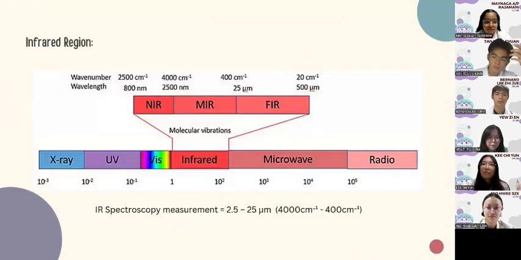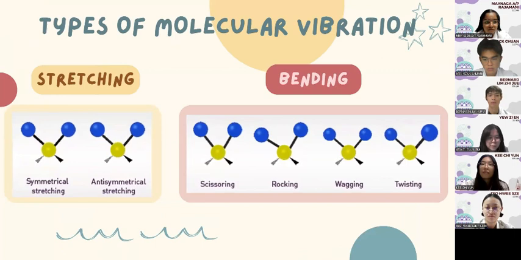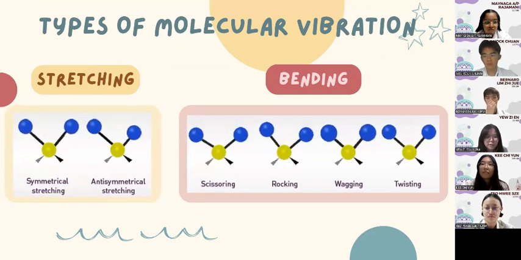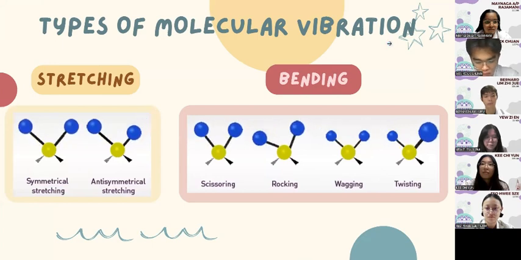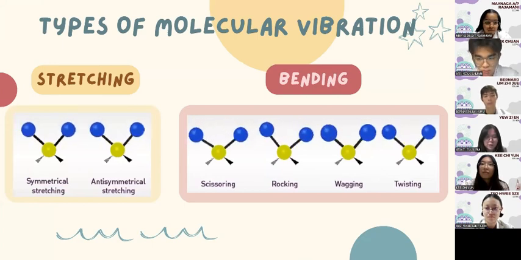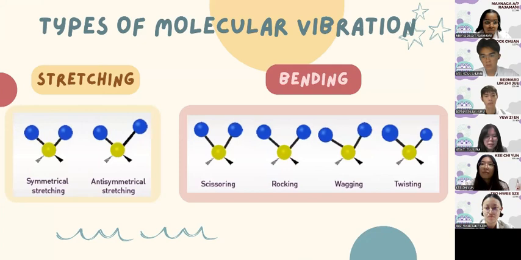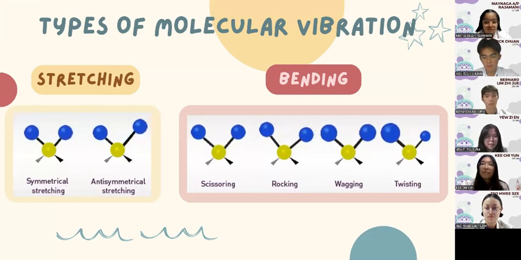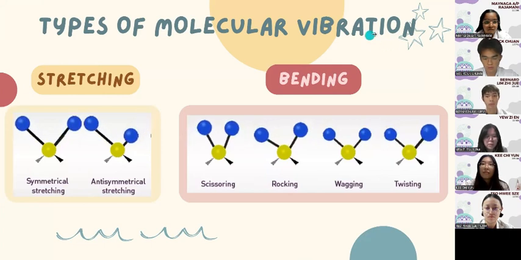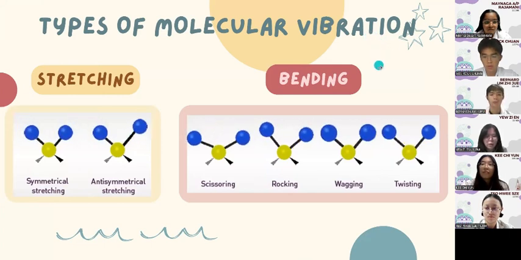IR spectroscopy measurement is around 2.5 to 25 micrometers. The IR spectrum is typically divided into three regions, which are near IR, mid IR, and far IR. Molecules absorb specific wavelengths of IR radiation. This causes their bonds to vibrate. There are two types of molecular vibration, which are stretching and bending. Examples of stretching vibration are symmetrical and asymmetric. Next, bending vibration can be differentiated into two types, which are in plane and out of plane. Scissoring and rocking are in-plane bending, whereas wagging and twisting are out-of-plane vibration.